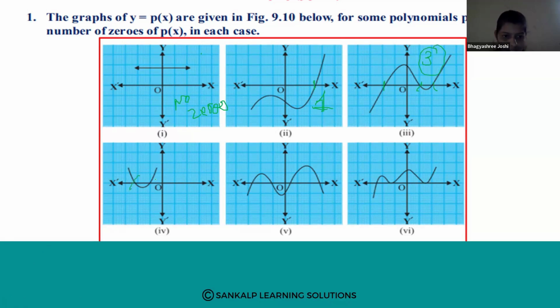Here 1, 2, 2 times it intersects, therefore 2 zeros. 1, 2, 3, 4, 4 times it touches the x-axis, therefore it has 4 zeros. 1, 2, 3, 3 zeros it has, right? So up to this, whatever we discussed, did you understand? If you have any doubt, ask me. You are free to ask.